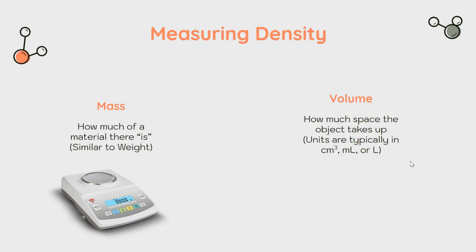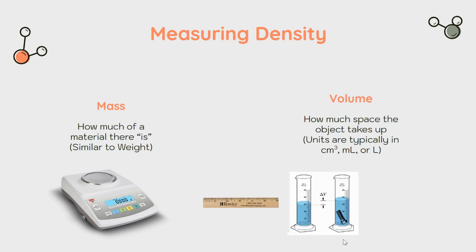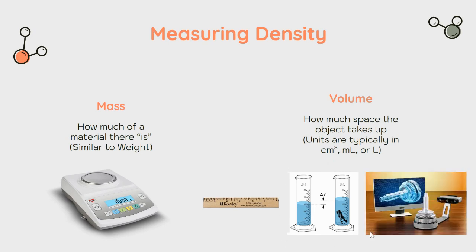Now, how we might measure volume, one way is with a ruler. We can use measurements along with some geometric equations to calculate volume. We might also use something called the water displacement method. This is something you'll see in the lab for this unit. And you could use 3D scanners. That's kind of the new tech way of doing things. I'll talk about that briefly in a couple slides.